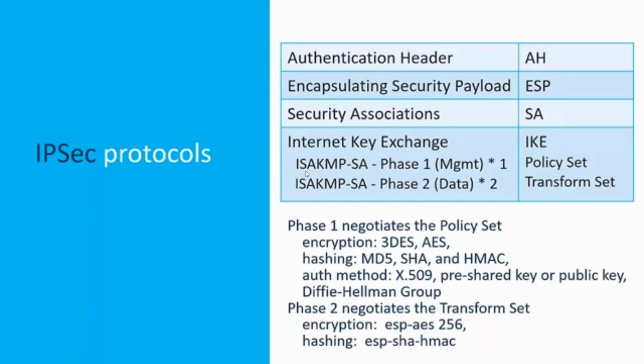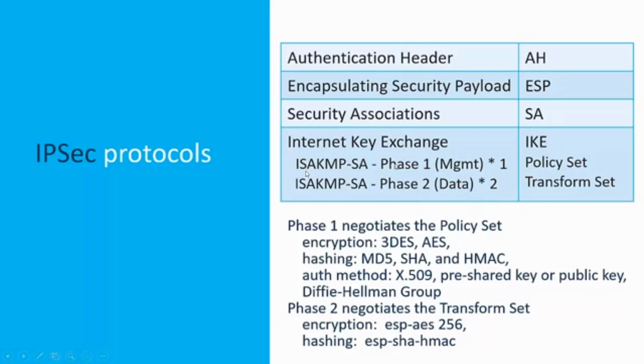Now, there are two phases in IPsec. There's the Phase 1 Security Association and the Phase 2 Security Association. Phase 1 is used for management and Phase 2 is used for data. Phase 1 creates the policy set and Phase 2 creates the transform set. There's a single policy set used for management in Phase 1, and there are two, one inbound and one outbound, transform sets used for data.